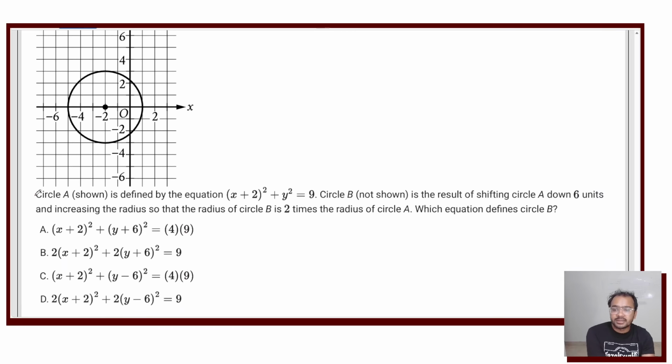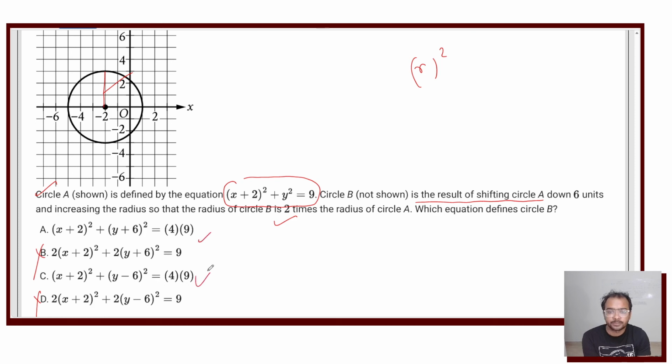So there is a circle A defined by the equation (x + 2)² + y² = 9. It is the result of shifting circle A down 6 units and increasing the radius so that it's 2 times the radius. You can see here the radius is given as 3, so double of 3 will be 6. So the square of 6 should be 36. I should be having 36 on the other side. So it cannot be B or D. It has to be either this or this.